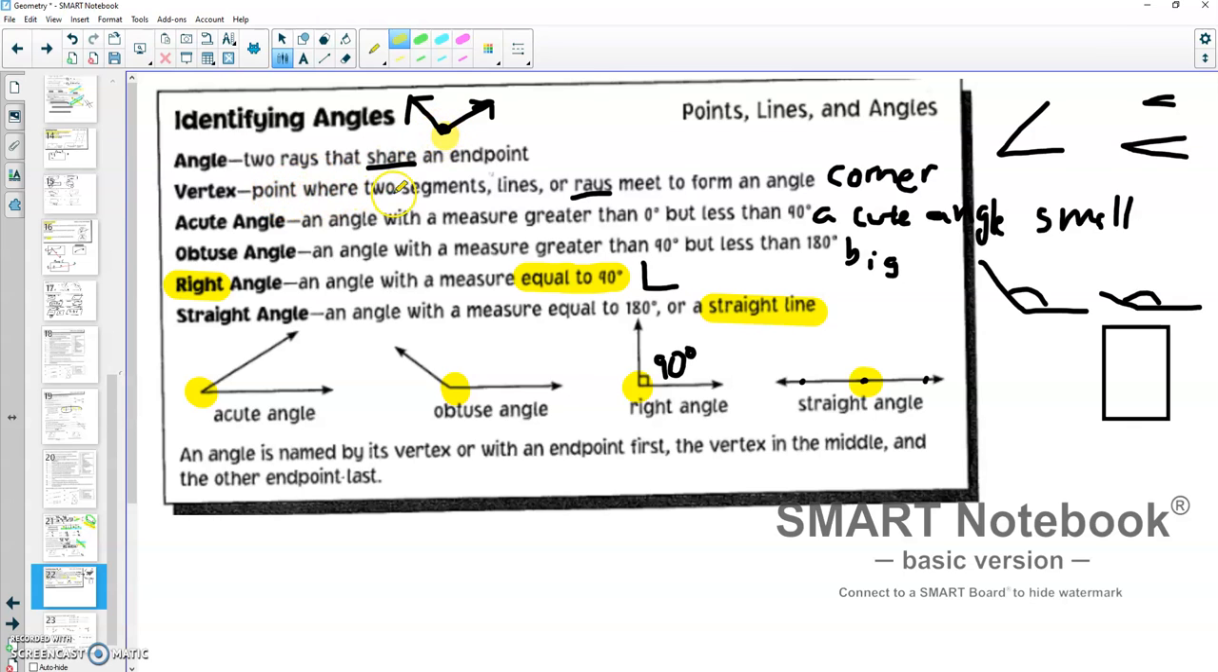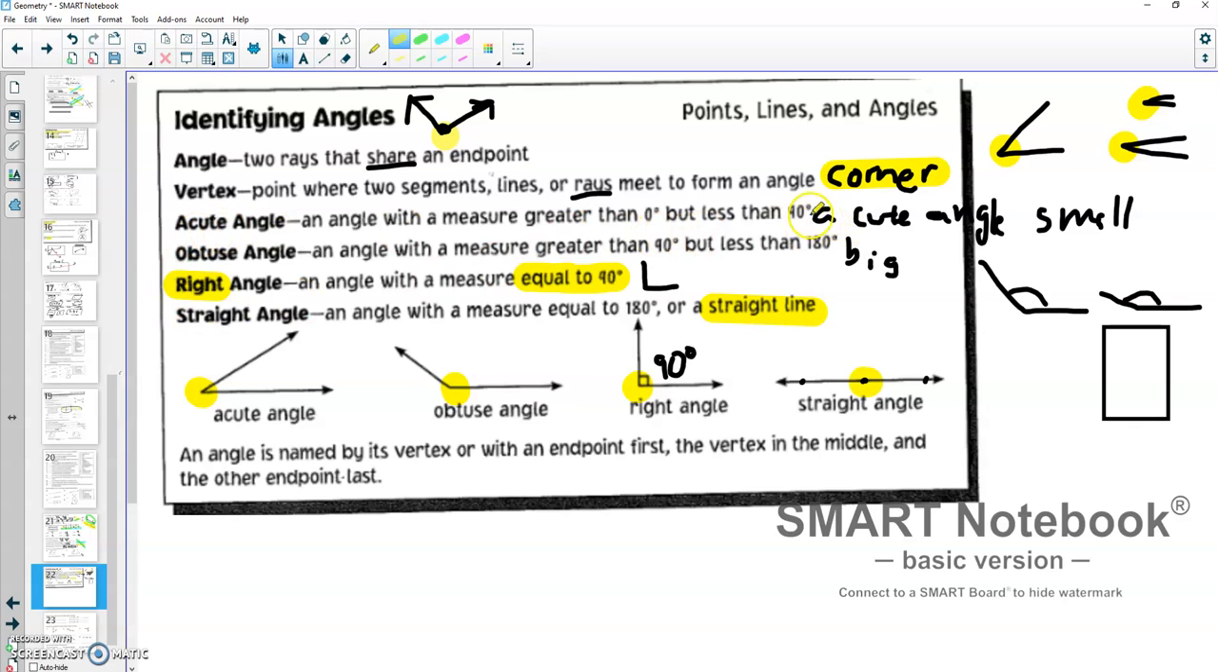Vertex: points where two segments, lines, or rays meet to form an angle. I want you to think of it as a corner. So over here, here would be my vertex, here would be my vertex, here will be my vertex. Okay? Always think of it as a corner where two rays meet.